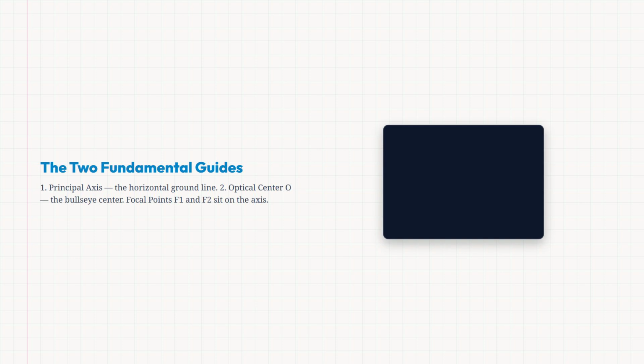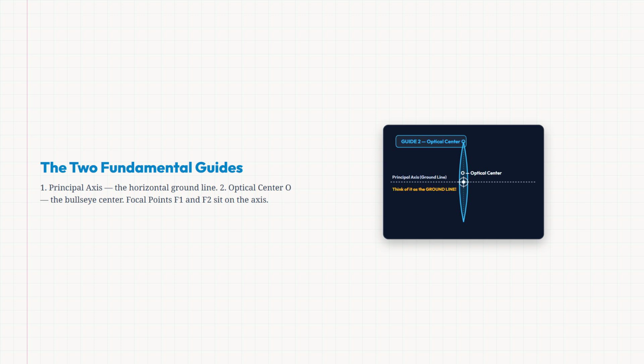Before drawing any ray diagram, set up two simple guides. 1. Draw a straight horizontal line through the middle. That is your principal axis. Think of it as the ground line. 2. Mark the exact bullseye center of the lens, called the optical center, O.